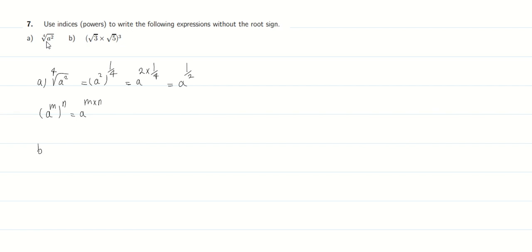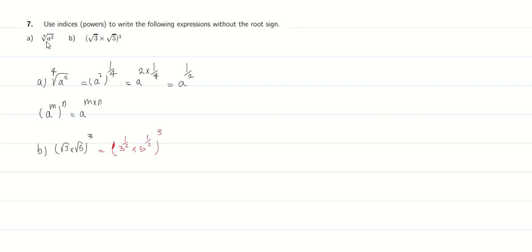Now let's look at b in here. We have the square root of 3 times the square root of 5 all to the power of 3. Now what we can do is we can write this in exponent form. So we can write the square root of 3 as 3 to the power of 1 over 2. And we can write it as 5 to the power of 1 over 2 and all to the power of 3.